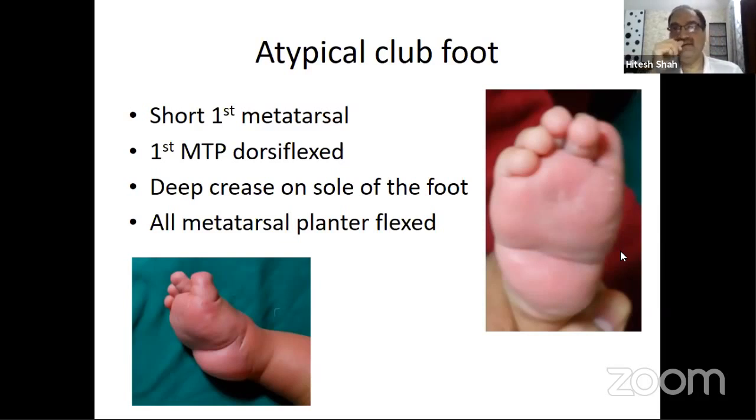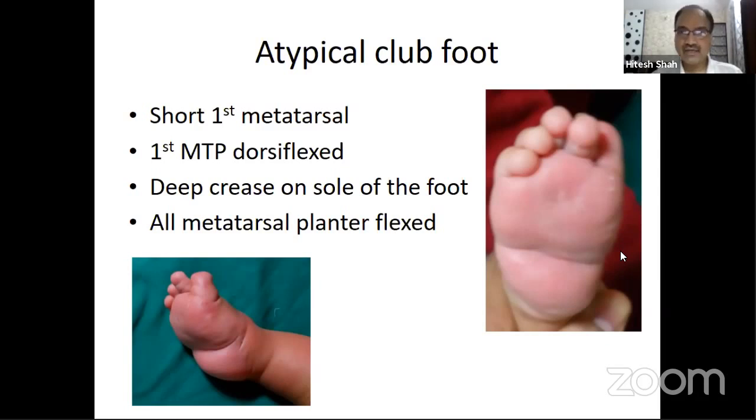In typical clubfoot, only the first ray would be plantar flexed. In the atypical clubfoot, the entire forefoot is plantar flexed, and the deep crease would be there. The first metatarsal would be short, and the MTP is dorsiflexed. Those are the most difficult ones to correct. Those will require a little more plaster compared to typical clubfoot. How to get it corrected is the question.